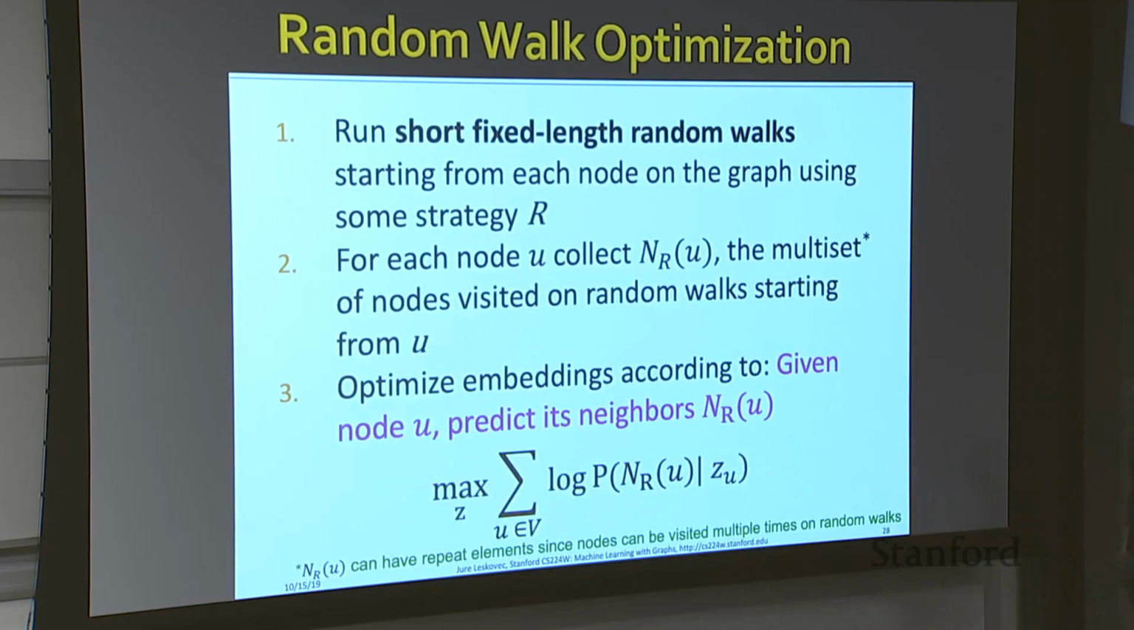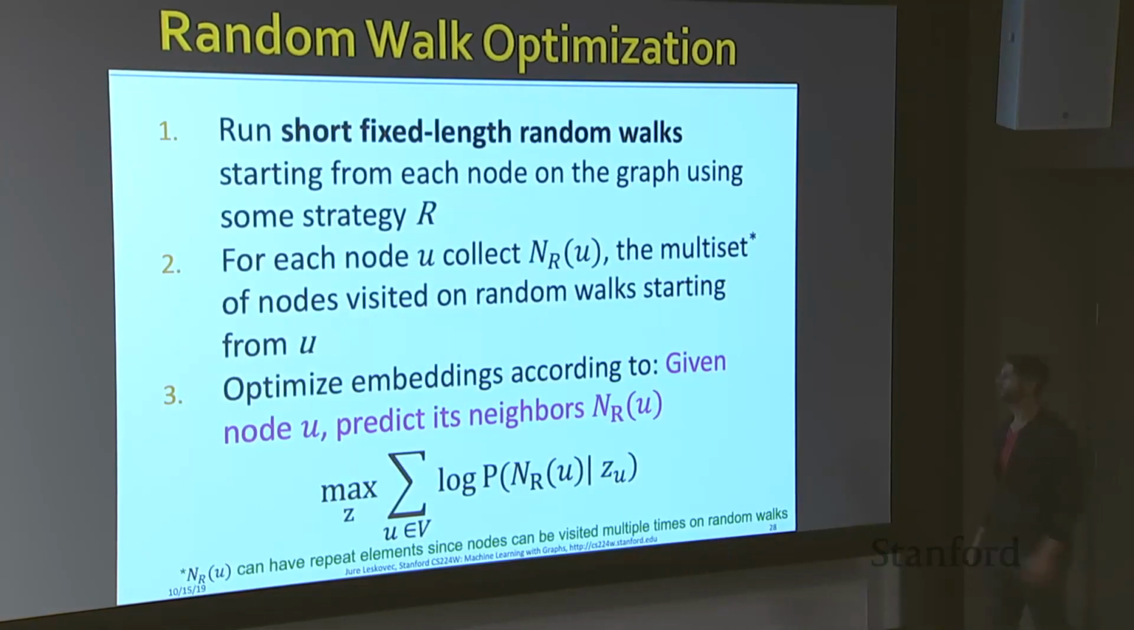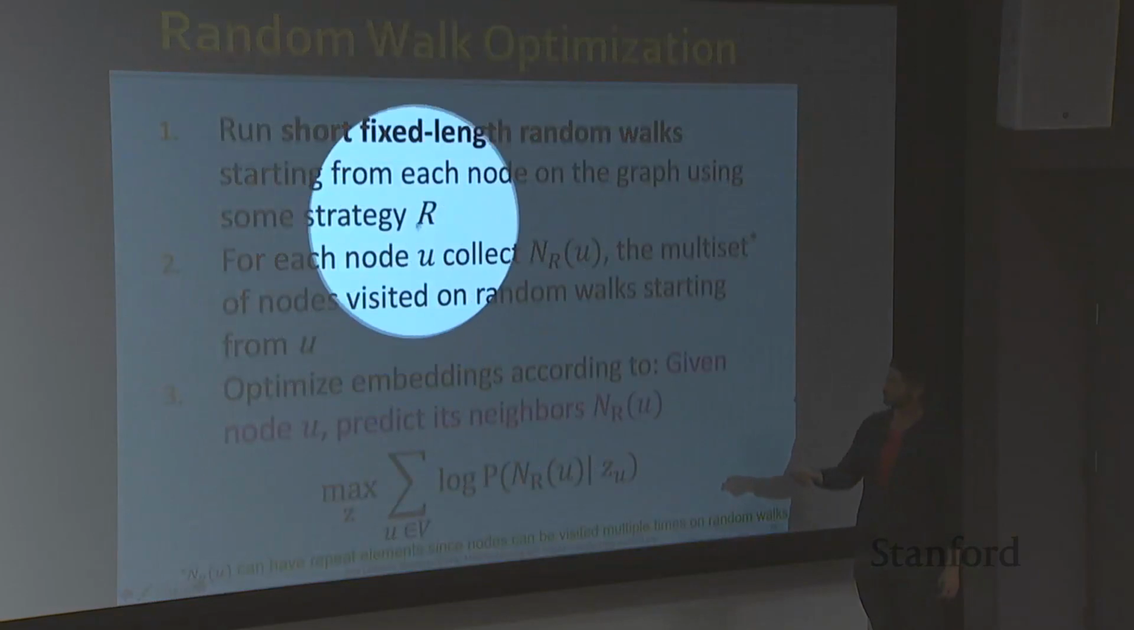Now, how do we turn this in practice? How do we make it work, okay? So for example, one way is we're going to start to run a lot of short fixed length random walks, which are starting from each node on the graph. And these random walks are going to be following our strategy R, okay? So the reason why we're talking about this strategy R is we're going to be seeing it in a while.